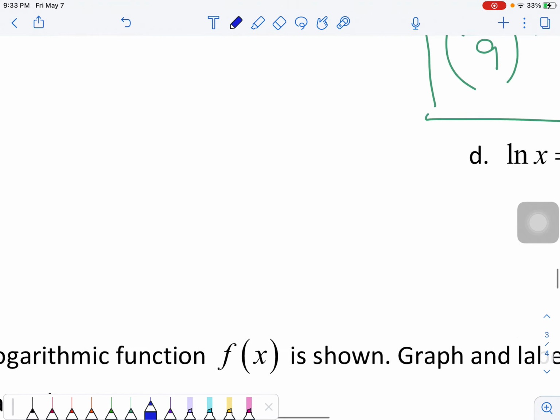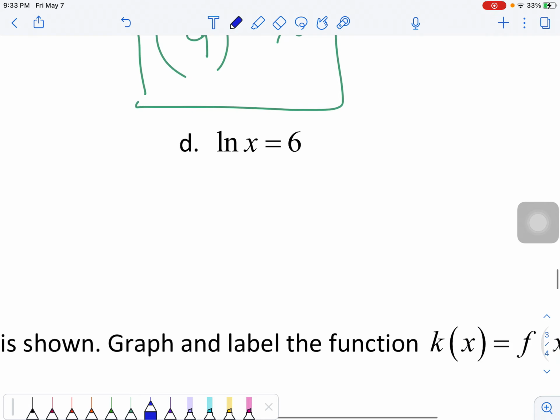So let's slide on over to part D. Part D, find the base. We don't have a base here either. However, part D is not a regular log. It's not the common log that you just write log. This is the natural log, and natural logs only have one base, and that's the letter e.